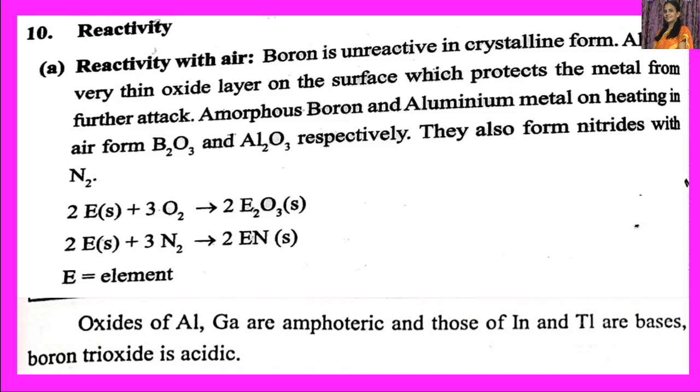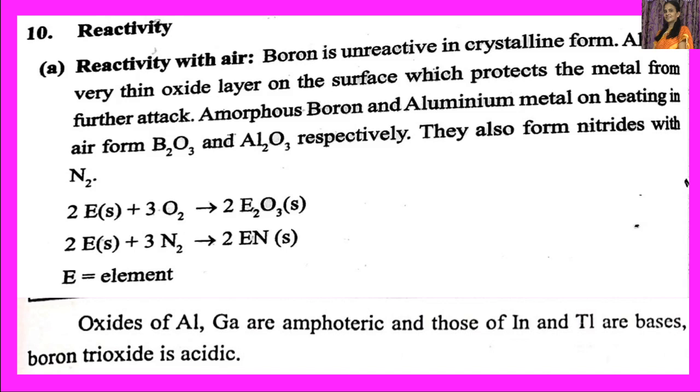That is, boron doesn't react with air, whereas aluminium forms a very thin oxide layer, that is an Al2O3 layer over the surface of the metal. Because of that reason, the metal will not be attacked by air once again, once the oxide layer is formed. So amorphous boron and aluminium metal on heating in air form B2O3 and Al2O3 respectively.